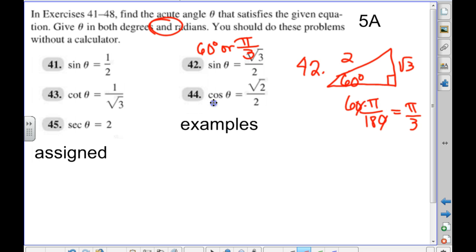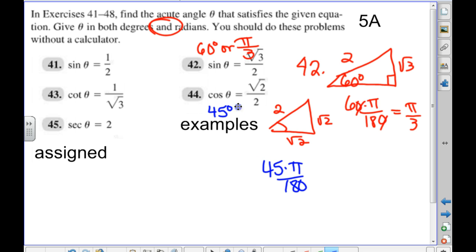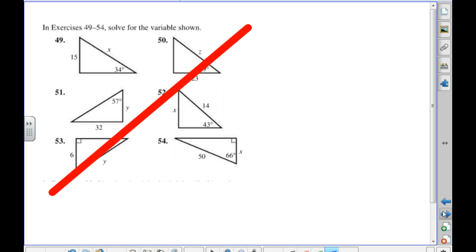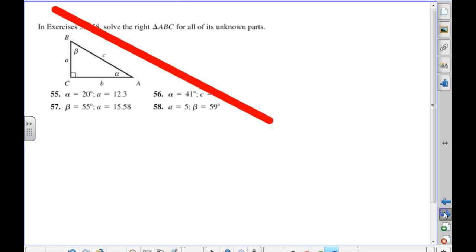If we did 45 real quick, cosine is adjacent over hypotenuse. What kind of an angle is that? Anybody know that one? It's a 45, and a 45 is pi over 4, yep. Is this coming back to you a little bit? All right, that's it on that page that you have to do.